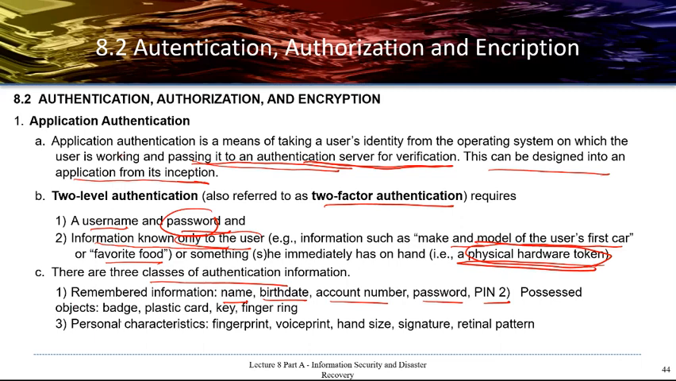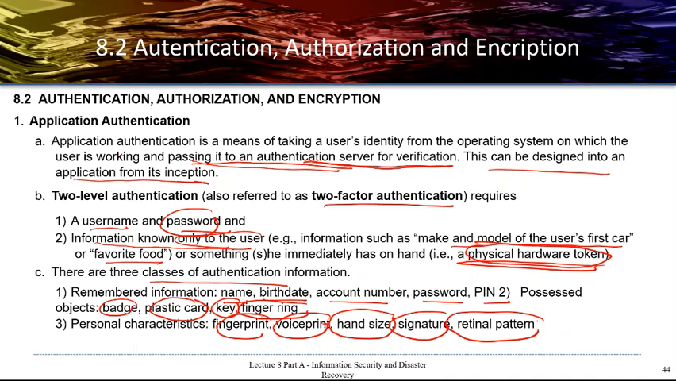Or you can proceed with a badge or plastic card, like credit or debit cards, or a key. Or personal characteristics can be measured, from fingerprint, voice print, hand size, which you can see, the palm, or signature, or retinal pattern, the eye, which we have studied earlier. So that way also you can authenticate information.